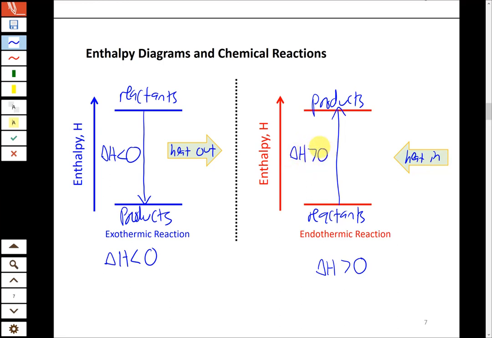So we don't in reality usually measure the absolute enthalpy of the reactants and the absolute enthalpy of the products and subtract them in this way. But that's in reality what it means when you have a negative or a positive delta H.